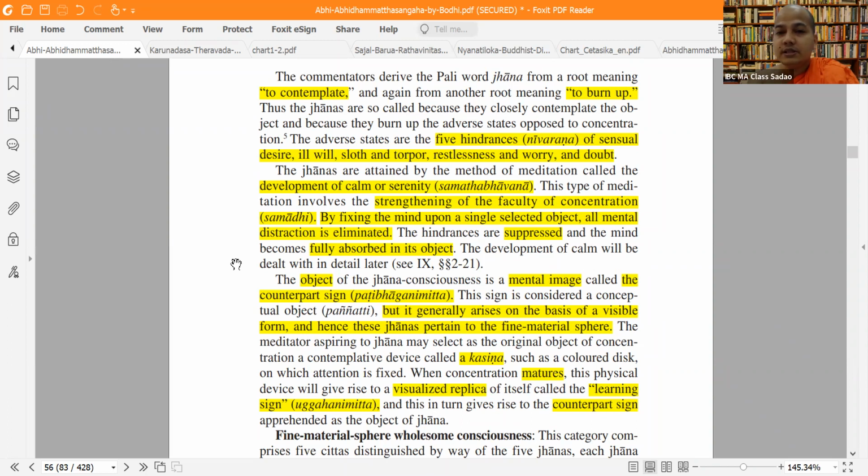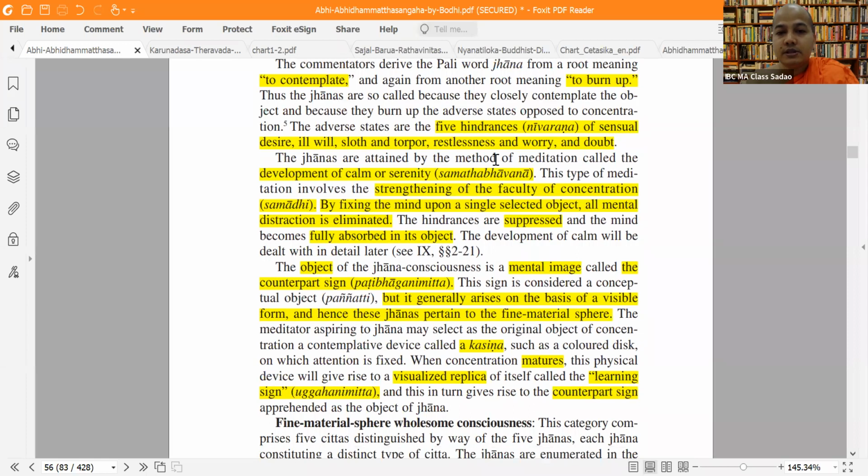They are called hindrances. So as you develop different jhanic chittas, not exactly overcome, you do not overcome completely, but subside. These nivarana or hindrances are subsided. Thus, the jhanas are so called because they closely contemplate the object and because they burn up the adverse states opposed to concentration. The adverse states are the five hindrances of sensual desire, ill will, sloth and torpor, restlessness, worry and doubt.